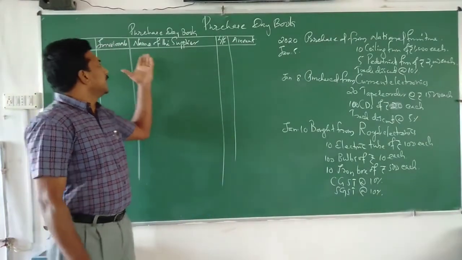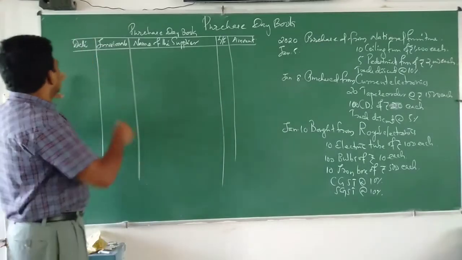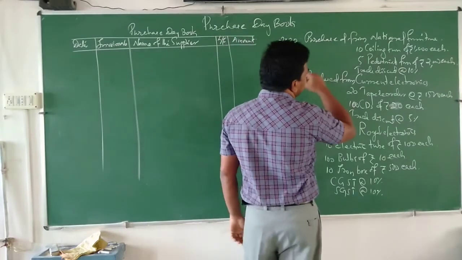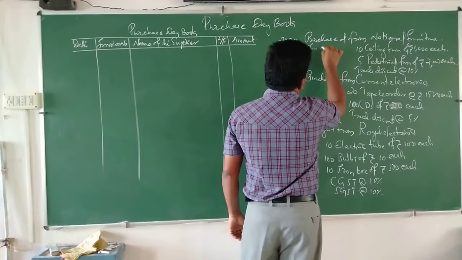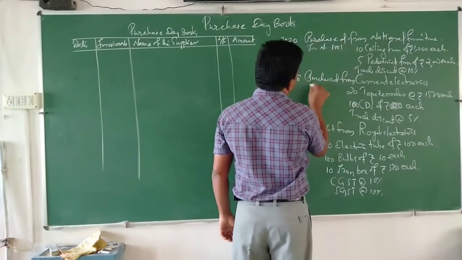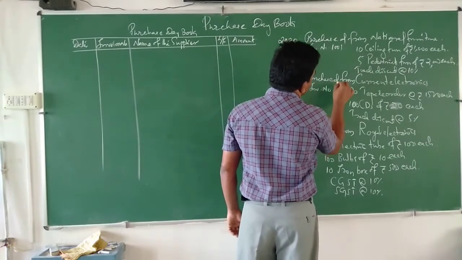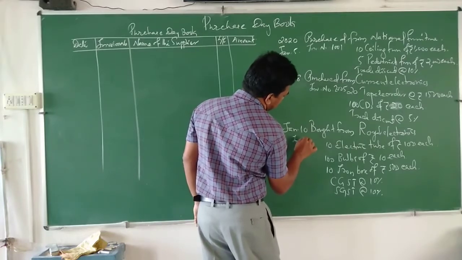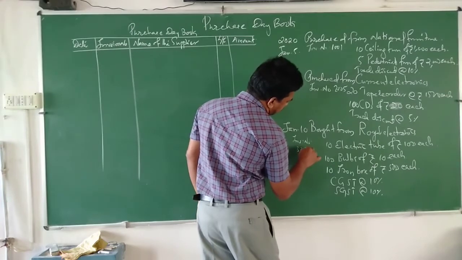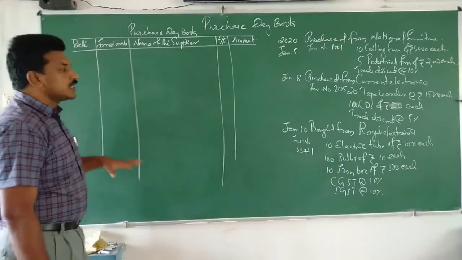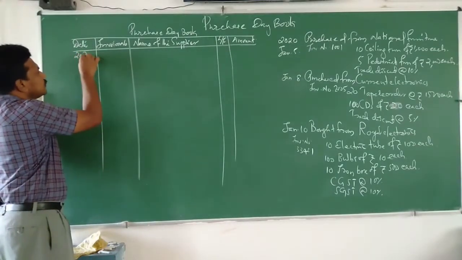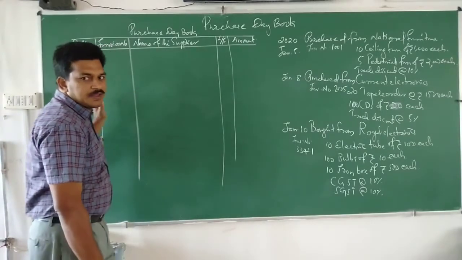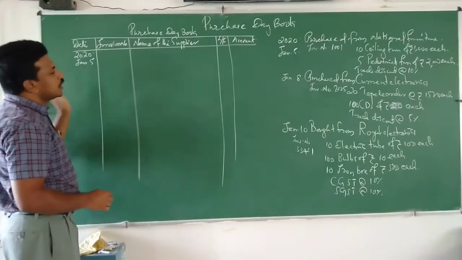This we are going to enter in the purchase book. First we can write, suppose here in all the cases invoice number is also there. Purchase from National Furniture, their invoice number 1001. Here invoice number 2005. Here invoice number 33421. So these are the cases. So first we can write 2020 January 5. Is it clear?